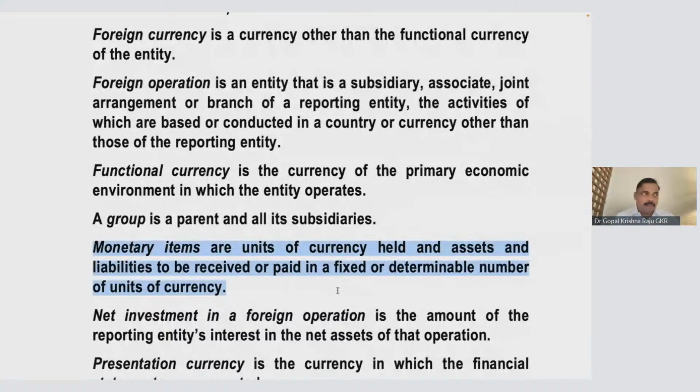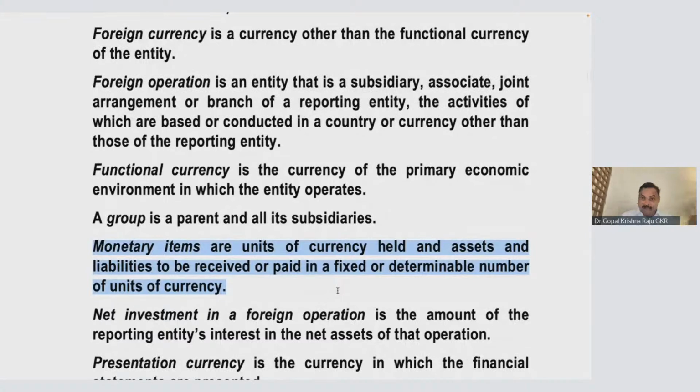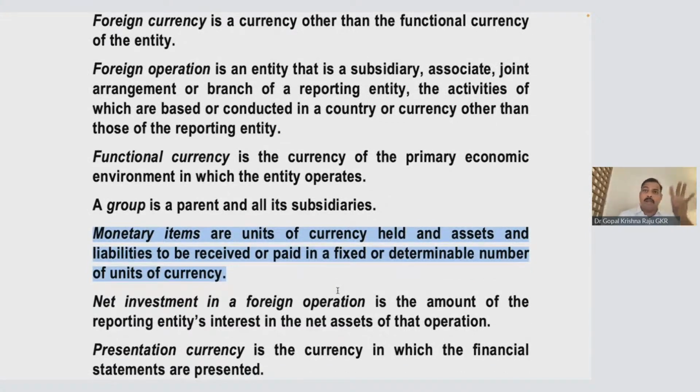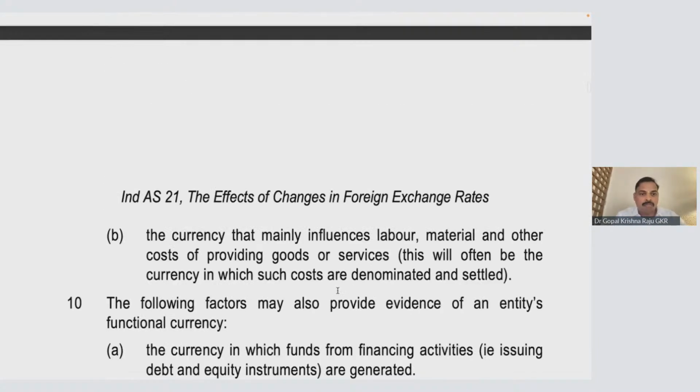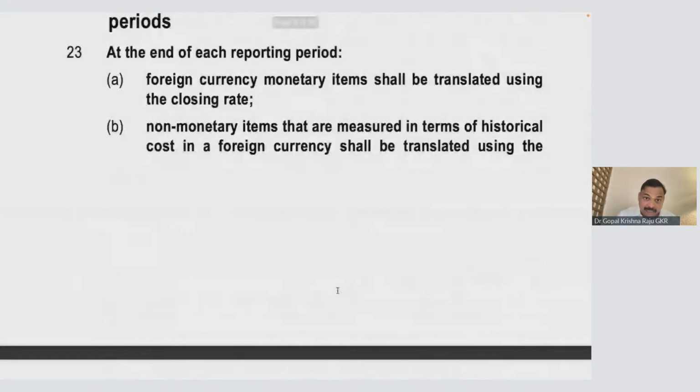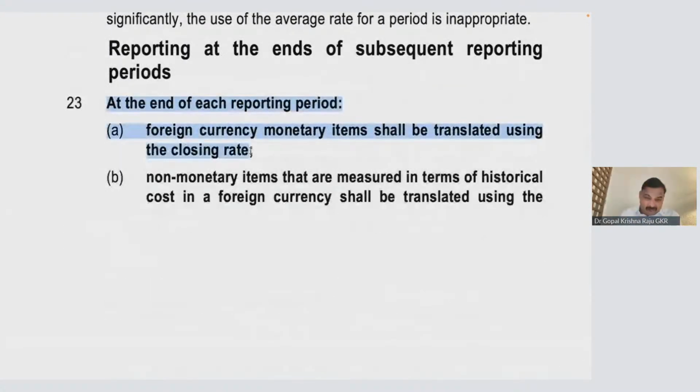So what is non-monetary? You buy a fixed asset. Your loan liability will be monetary. For example, you don't take stock, but you take machinery. Then what will happen? Machinery will be 90 lakhs, and the machinery liability will be 90 lakhs. Now, which is monetary here? Only the machinery liability is monetary. Machinery is not monetary. So please understand this. Will I convert machinery at the closing rate? No. So please come to para 23A, at the end of the reporting period. Now here it is only stock.